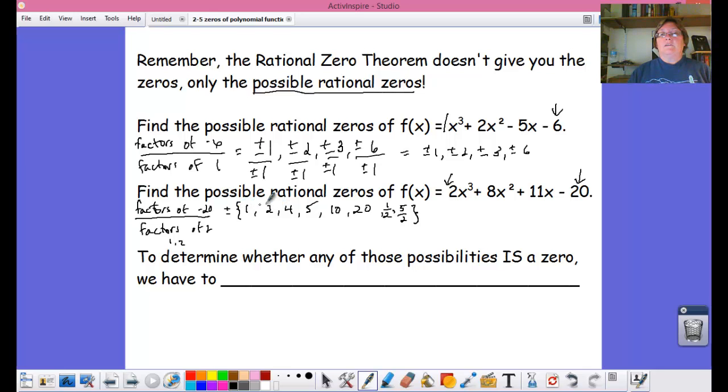See, 2 divided by 2 is already 1, that's already listed. 5 could be affected. 5 divided by 2 is not any one of these numbers, and then everything else is good. So if there were going to be a possible rational zero or zeros for this function, they have to come from this list of numbers. Okay, that's pretty good. To determine whether any of those possibilities is actually a zero, you have to divide by it. Okay?